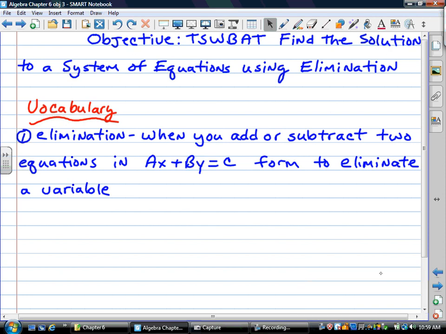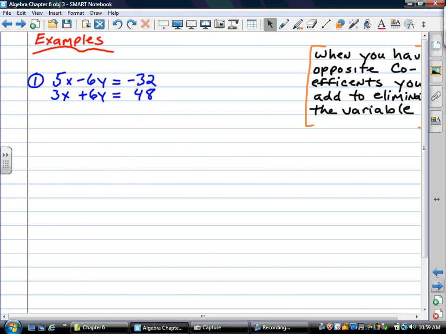Okay, our objective today is to be able to find the solution to a system of equations, but we're going to use a method called elimination today. Elimination is when you add or subtract two equations in standard form to eliminate a variable. Okay, here's our first example.